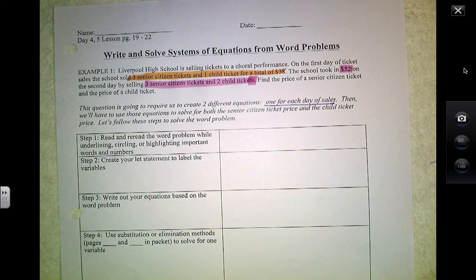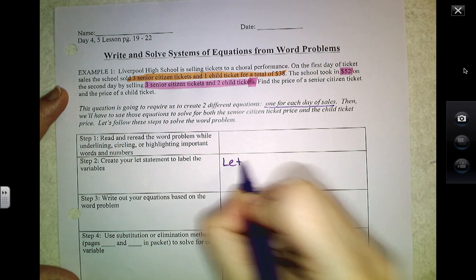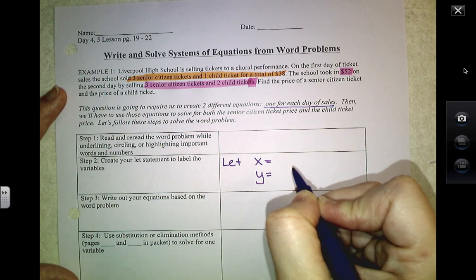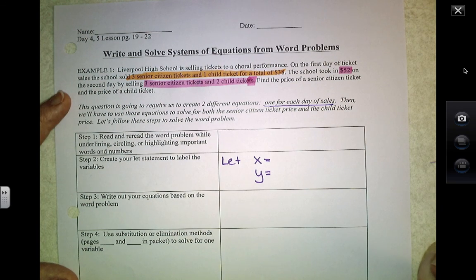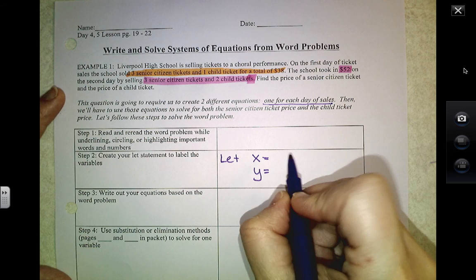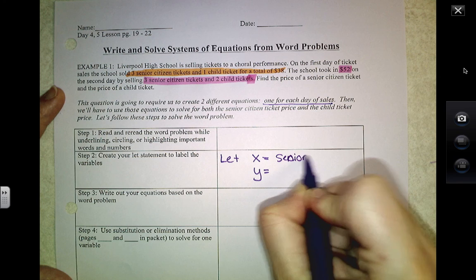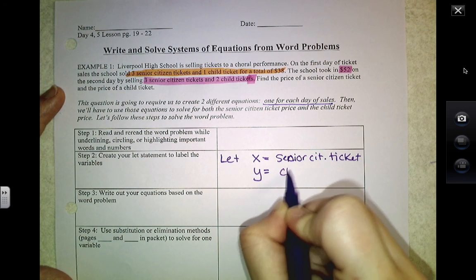So since we're looking for the price of a senior citizen ticket and the price of a child ticket, that's going to help us write our let statement. That's what we're looking for, okay? I'm going to use X and Y, but you're certainly welcome to use other variables, maybe S for senior citizen and C for child. You just have to watch out with certain letters looking like numbers, like S's can look like 5s and things like that. I'm going to let X equal senior citizen ticket, and Y equal a child ticket.